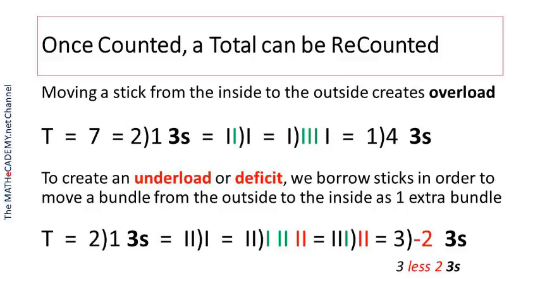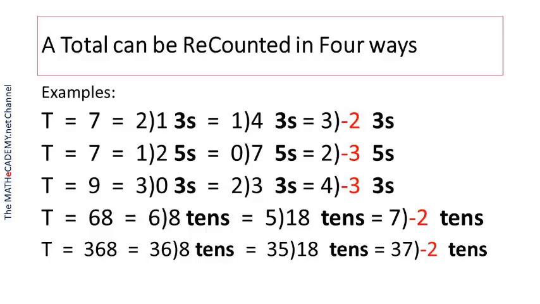To create an underload or deficit, we borrow foreign sticks, in order to move a bundle of 3 ones, from the outside, to 1 extra bundle, in the inside. Thus a total of 2 bracket 1, 3s, can be recounted as 3 bracket -2, 3s, or 3 less 2, 3s. In this way a total can be recounted in different ways.